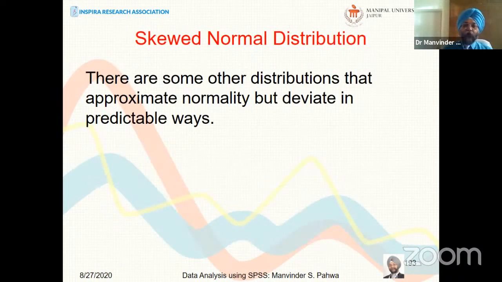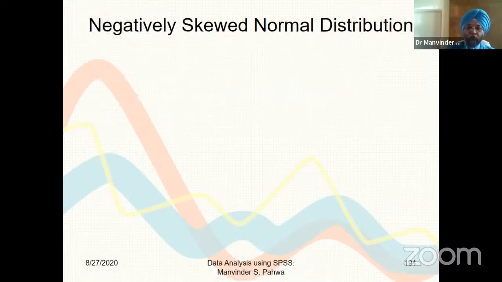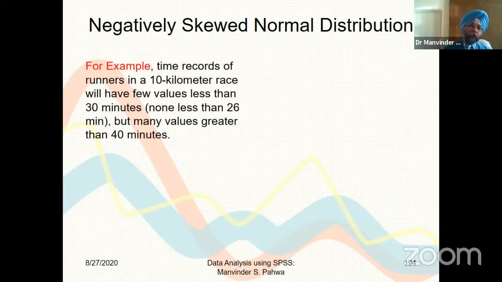There are some other distributions that approximate normality but deviate in predictable ways. These are called skewed distributions. Let us look at the negatively skewed distribution, and how it will be. Time records of runners in a 10-kilometer race will have few values less than 30 minutes, none less than 26, but many values greater than 40 minutes. If we look at the distribution of time records of the runners in a 10-kilometer race, you will find more people above the mean.